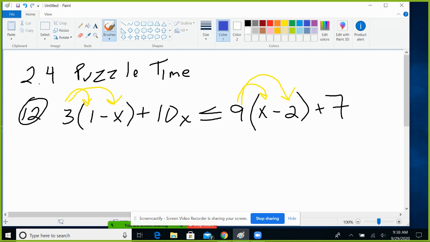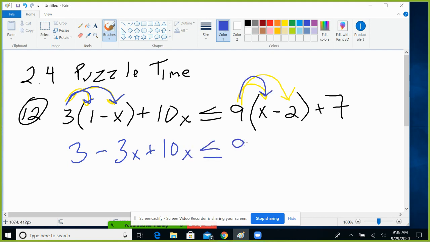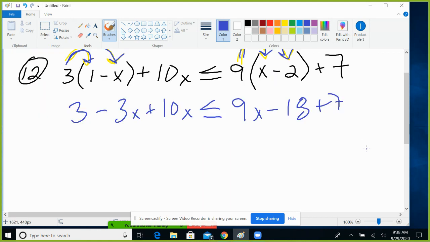So I get 3 times 1 is 3. 3 times negative x is negative 3x plus 10x is less than or equal to 9 times x is 9x. 9 times negative 2 is negative 18 plus 7. All right, nice work. Tanya, what is my next step here?